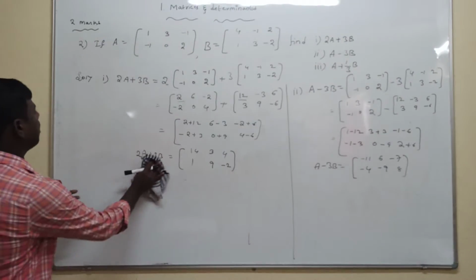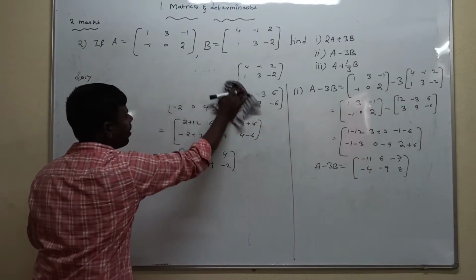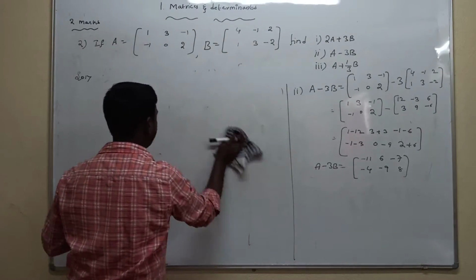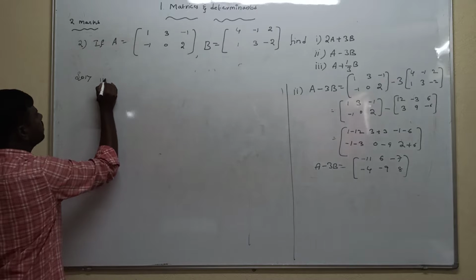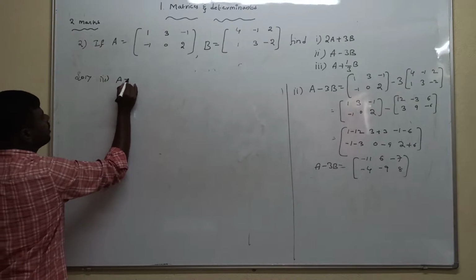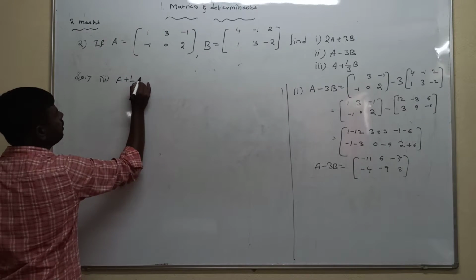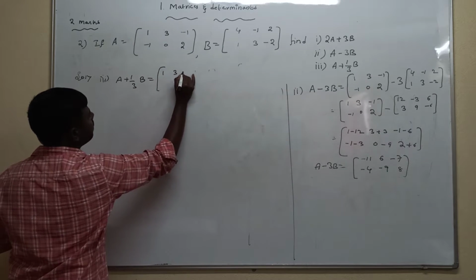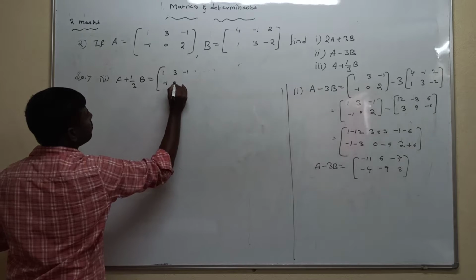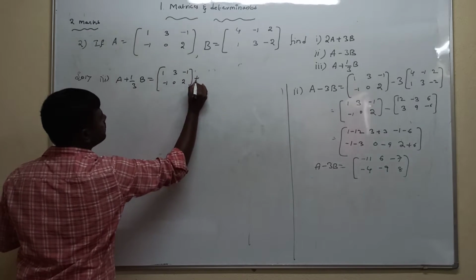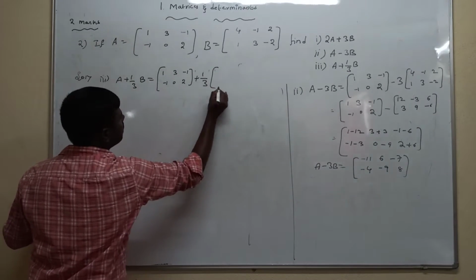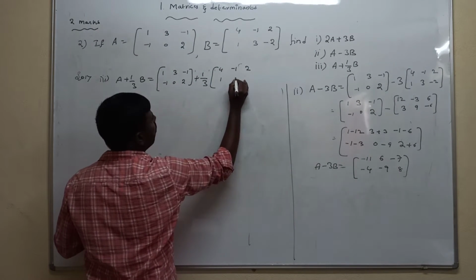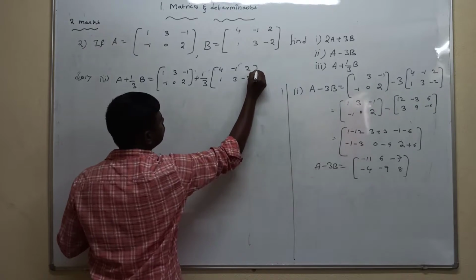Next one is the third one. Third one, what are they asking? Find A plus 1 by 3 into B. What are they asking? Third one is A plus 1 by 3 into B. So first substitute A matrix, which is 1, 3, minus 1, minus 1, 0, 2, plus 1 by 3 into substitute B matrix, which is 4, minus 1, 2, 1, 3, minus 2.